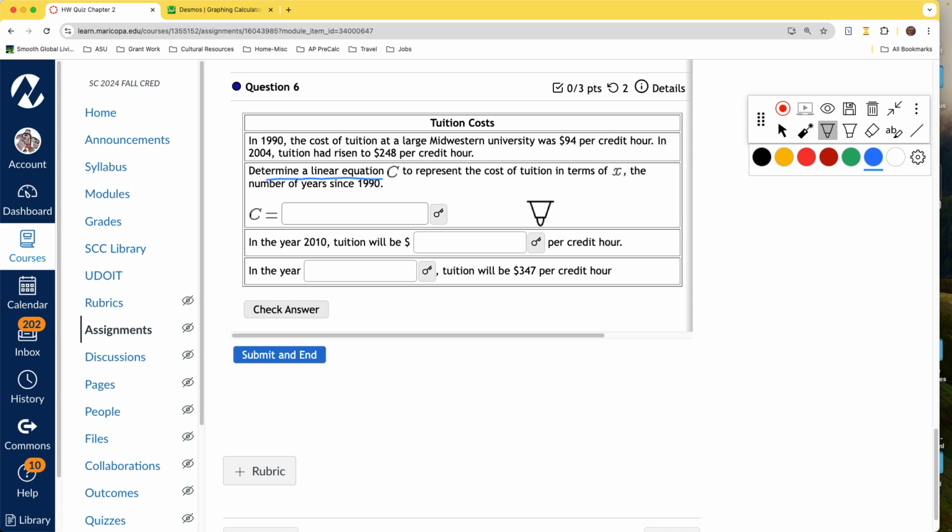What is a linear equation? What is the standard form that we've been working with? Y equals mx plus b. Good. Where x and y are variables and they become coordinates on the graph, right? X is the horizontal coordinate, y is the vertical coordinate.